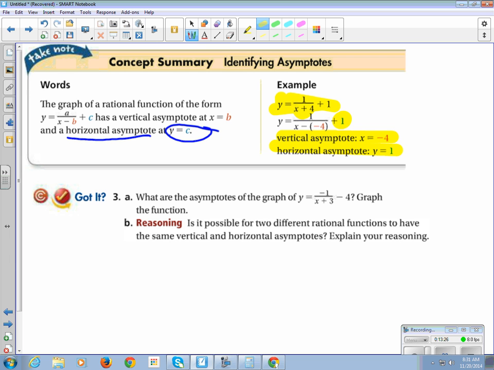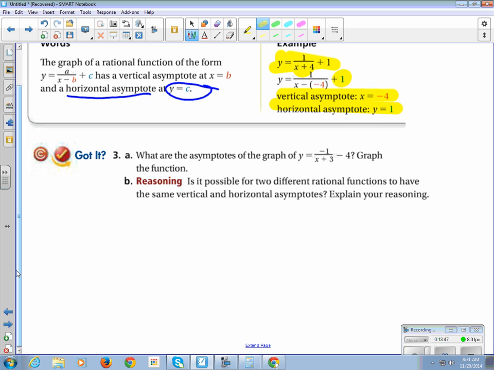Let's do that on our own. What are the asymptotes of the graph y equals -1 over x plus 3 minus 4? Graph the function. It is impossible for two different rational functions to have the same vertical and horizontal asymptotes, and explain your reasoning.